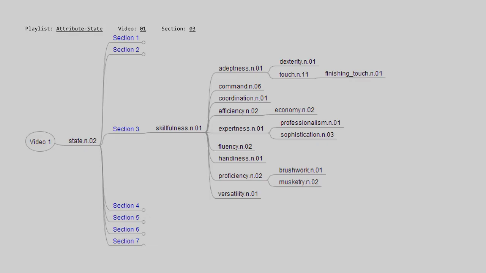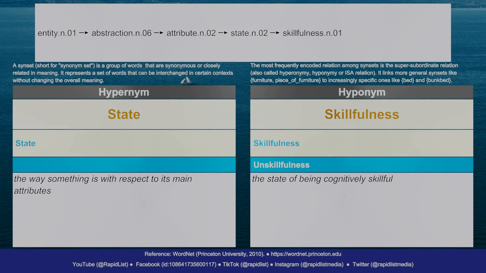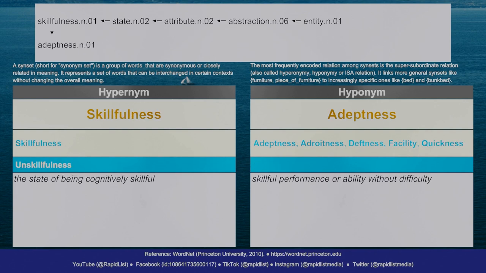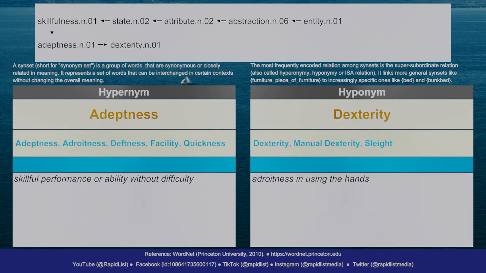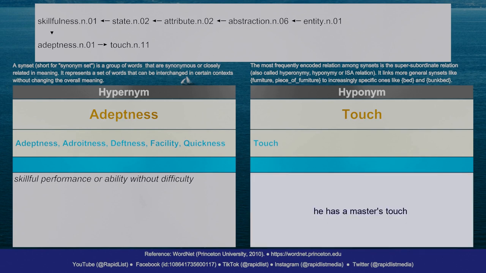Section 3. In this section, we will explore skillfulness. Skillfulness. The state of being cognitively skillful. Adeptness. Skillful performance or ability without difficulty. His quick adeptness was a product of good design. Dexterity. Adroitness in using the hands. Touch. Deftness in handling matters. He has a master's touch.